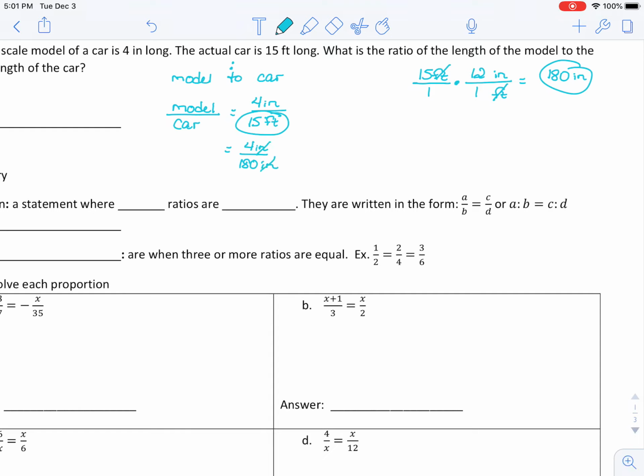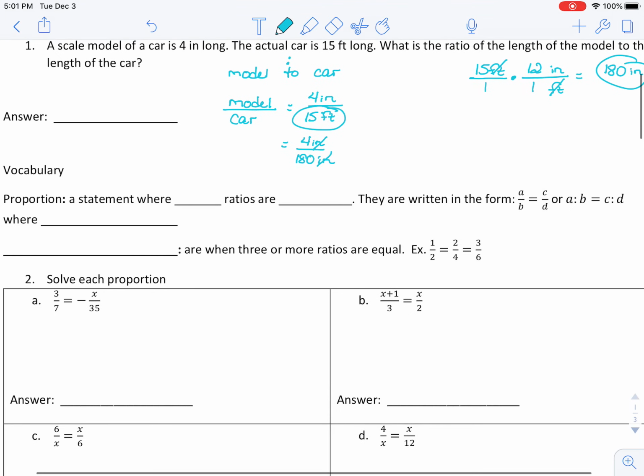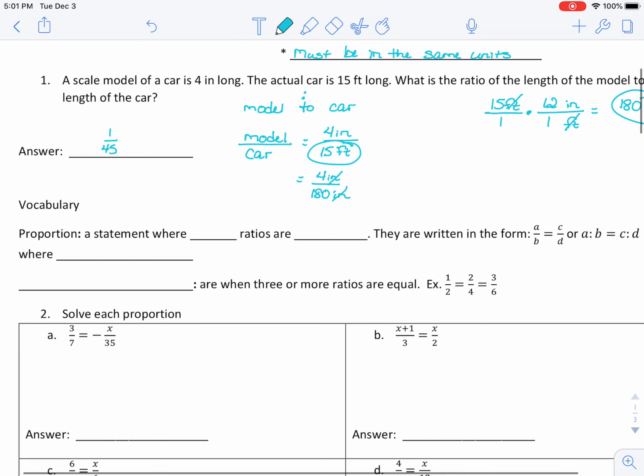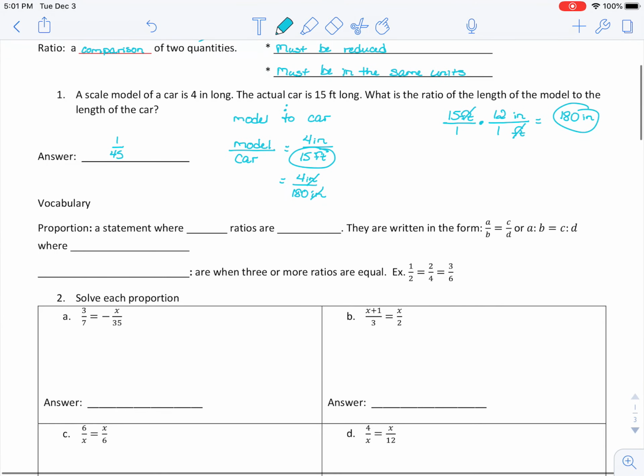But 4 over 180 also reduces. 4 divides into 180 45 times. Your calculator would have given you that too if you know how to work the fraction feature. But we get 1 to 45 out of that. So the ratio of length of the model to length of the actual is 1 to 45.